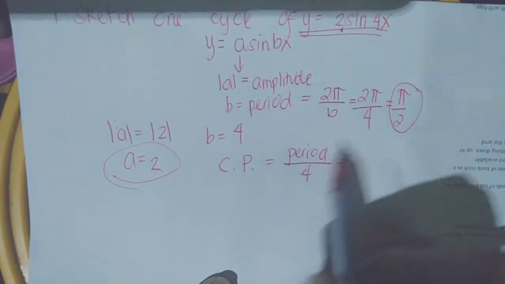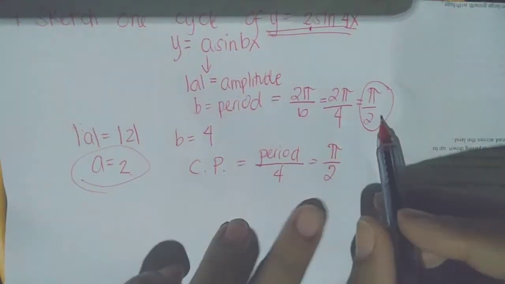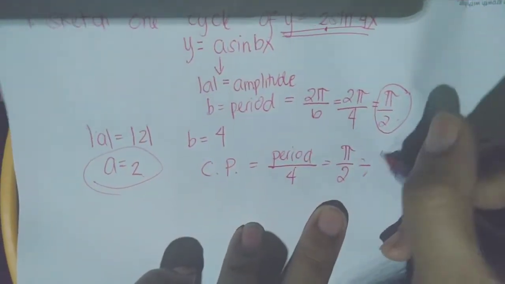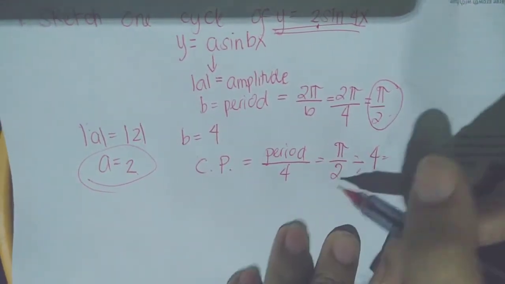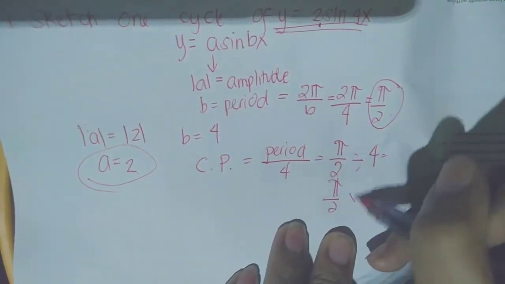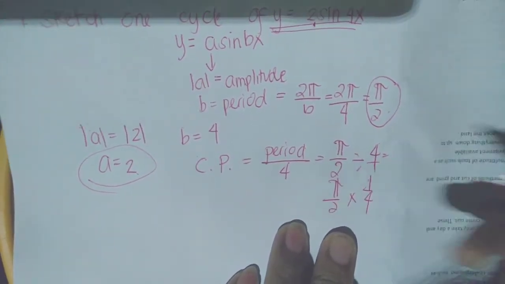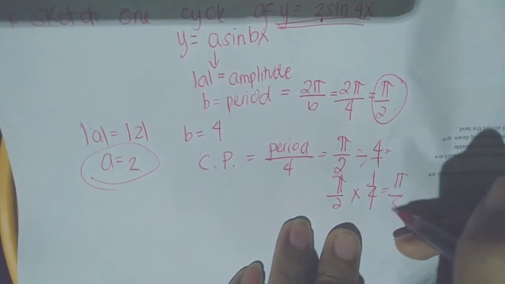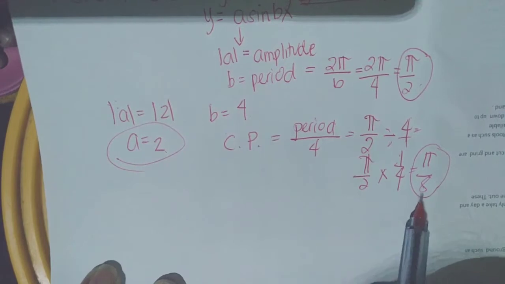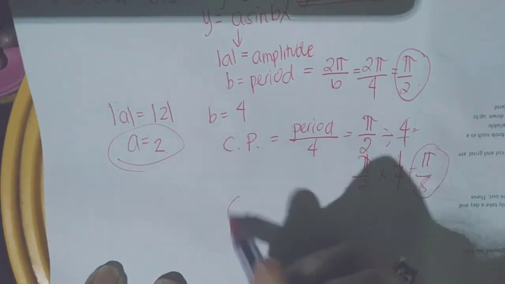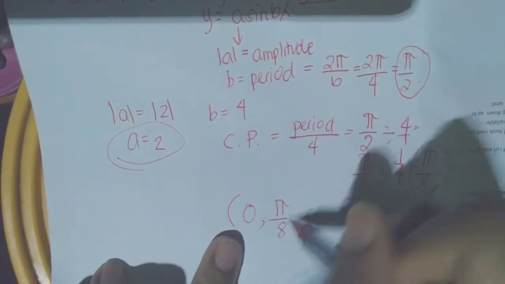So our period is pi over 2. Pi over 2 divided by 4. The reciprocal of 4 is 1/4, so that means pi over 8. So our critical point is pi over 8. So that means we start at 0. The next is pi over 8.